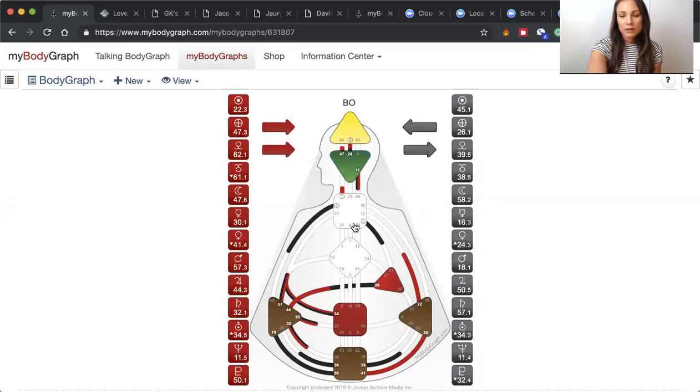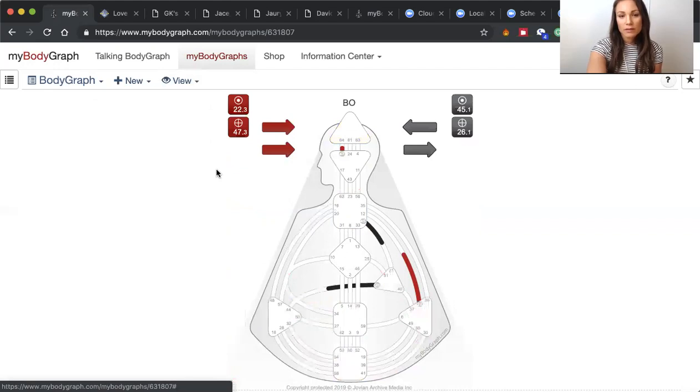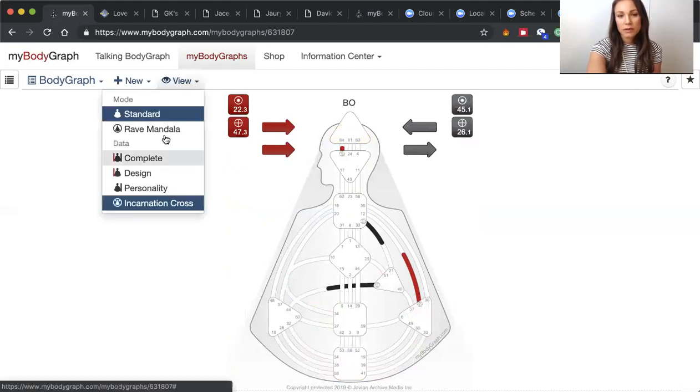And we could say something. I also kind of like to show what the incarnation cross is, because sometimes we don't understand where things come from, and then we can look at this here and understand the activation sequence of the gene keys.